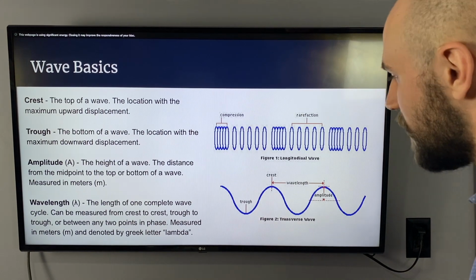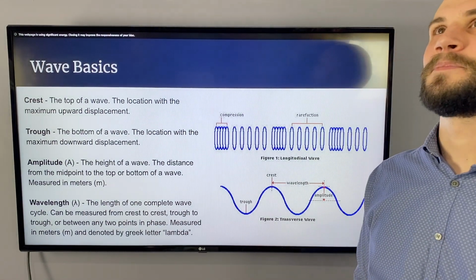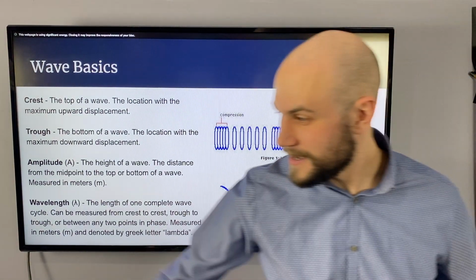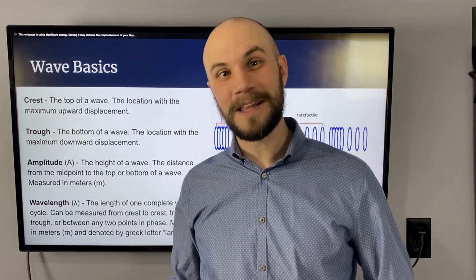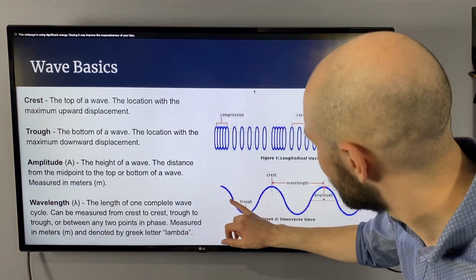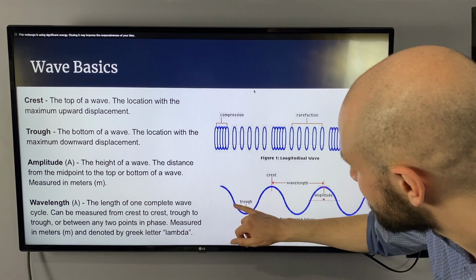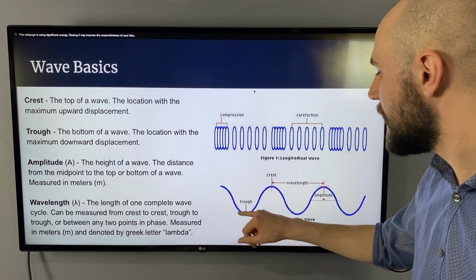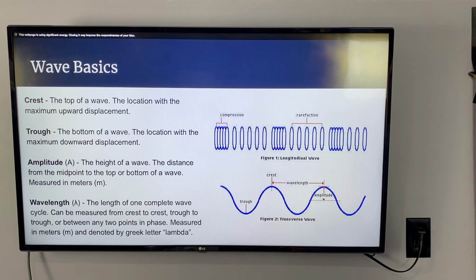The reason why we call it a trough is because, if you ever see that long bucket that farm animals eat out of, that's what we call a trough. And that's all down here. It looks kind of like a bucket, right? So the crest is the top, the trough is the bottom.